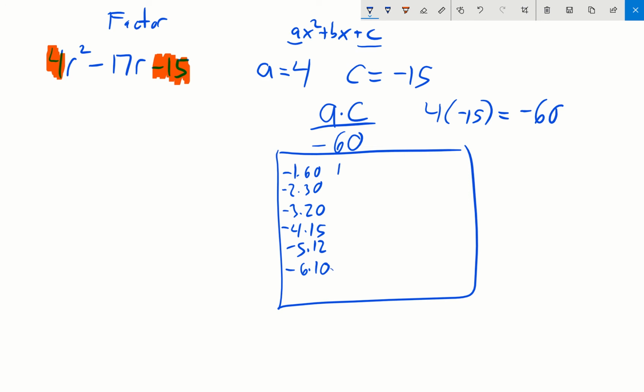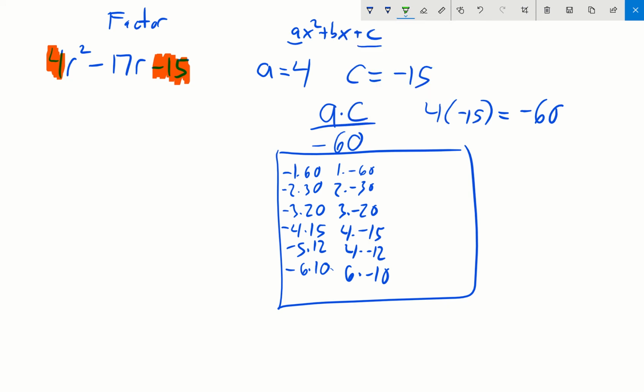We also have a separate list where instead of having the negative on the first factor, you could put the negative on the second factor. After all, it's true, for instance, that negative 2 times positive 30 gives us negative 60, but so too does positive 2 times a negative 30. So these are the factors that multiply to give negative 60.